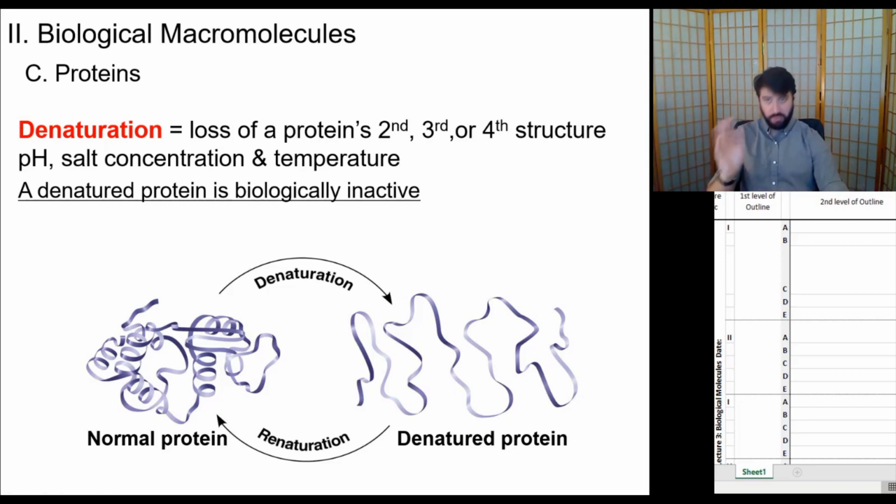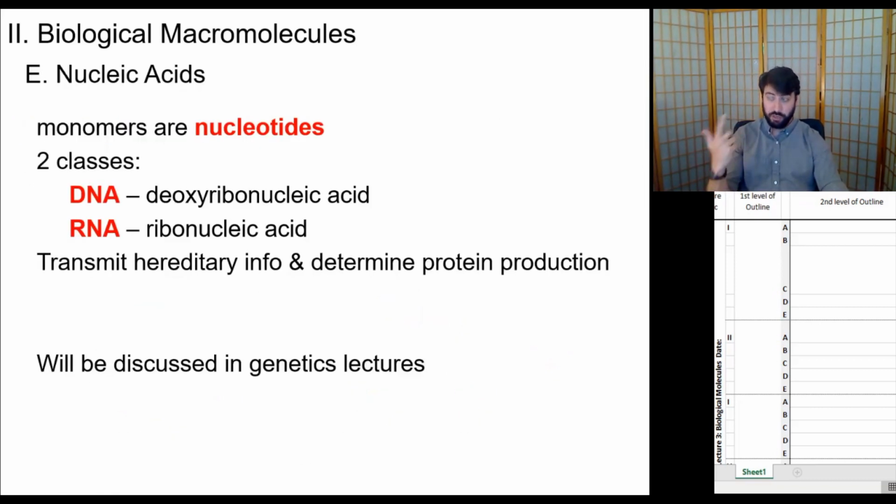Okay, I know we've been at this for a little while now, but really, really fast, let's do nucleic acids. Now, the monomers of nucleic acids are called nucleotides. And there are two broad classes of nucleic acids.